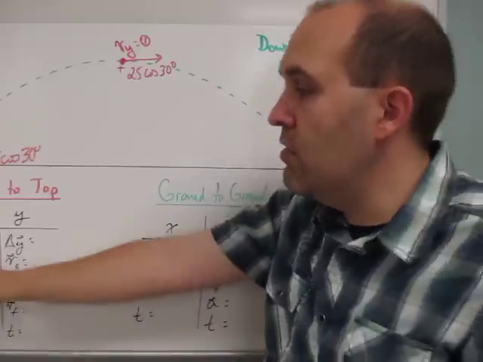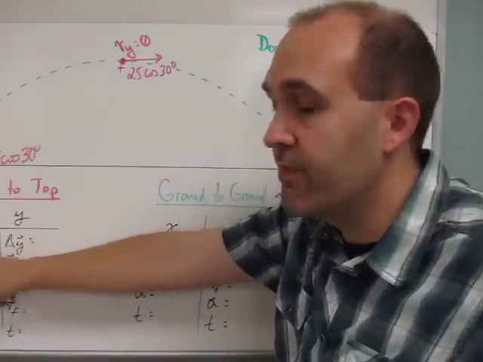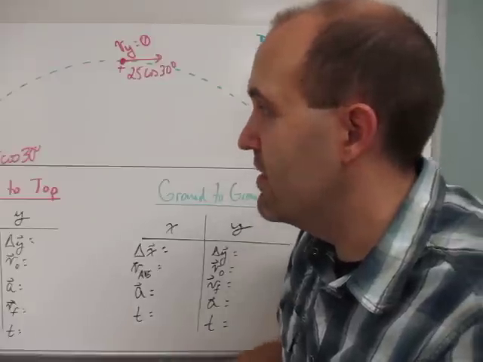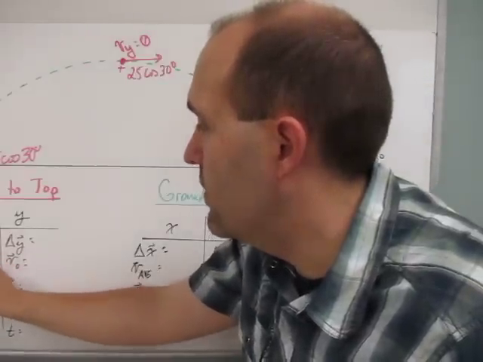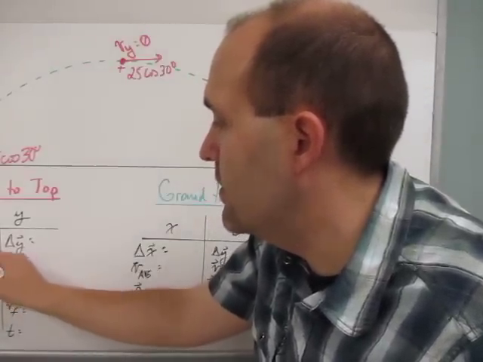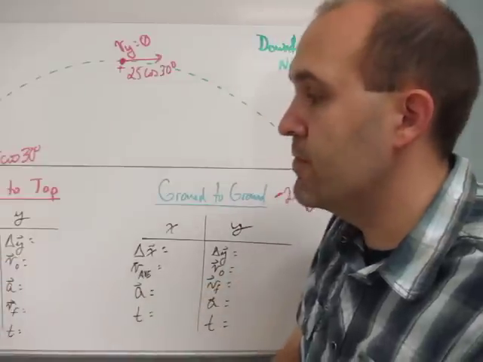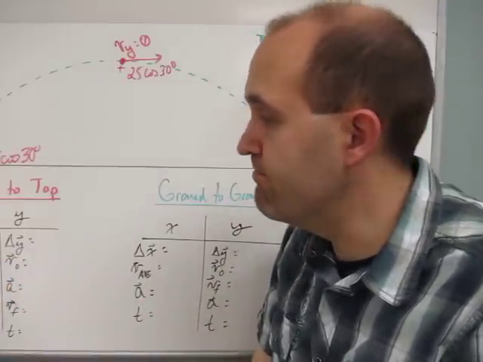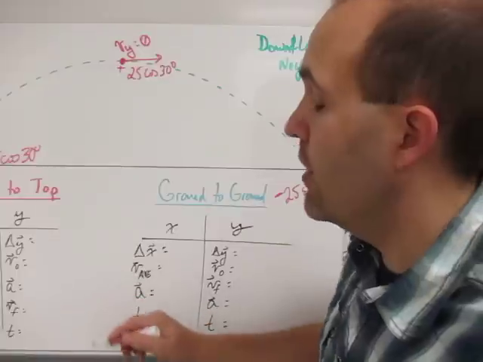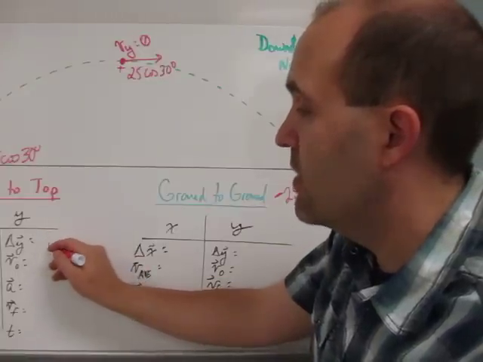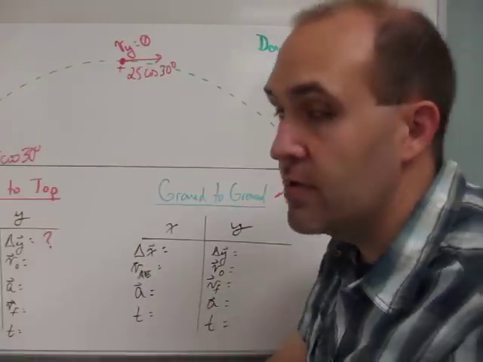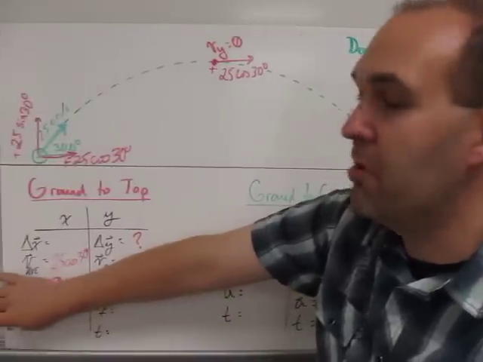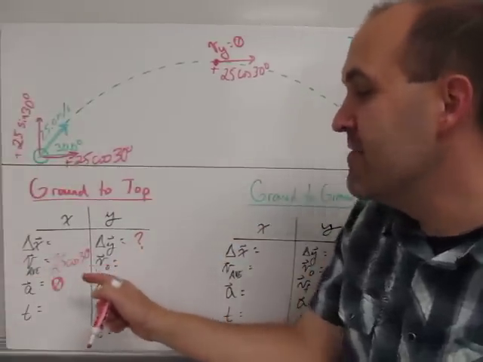Well, we don't know the horizontal displacement from the ground to the top, but we do know the horizontal speed. That's that 25 cosine 30. And we know the acceleration in the horizontal is big fat 0. In the vertical, what do we know? Well, this is what we're looking for. This delta y, this vertical displacement, that is the maximum height. And so, am I off screen? I hope I'm not. Maybe I was.